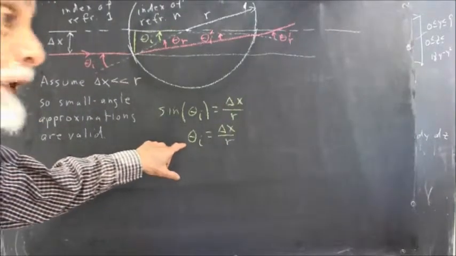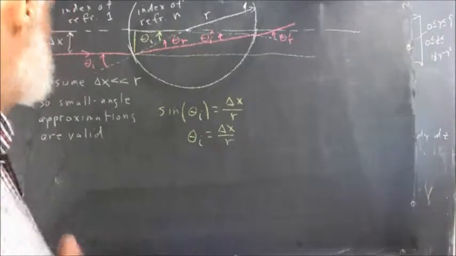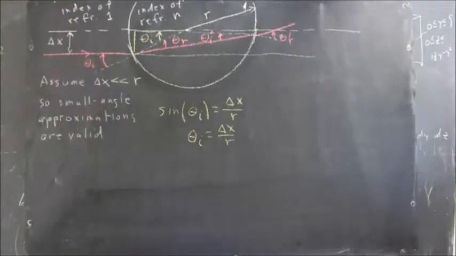Okay, so we have theta sub I equals delta x over r. There's our angle of incidence. Now, what's our angle of refraction?